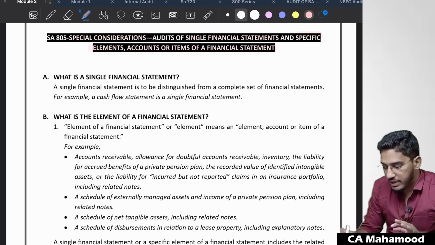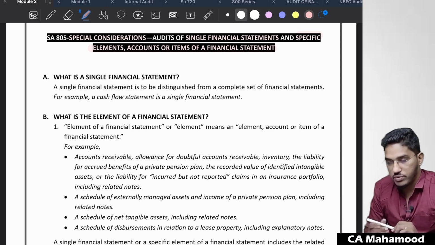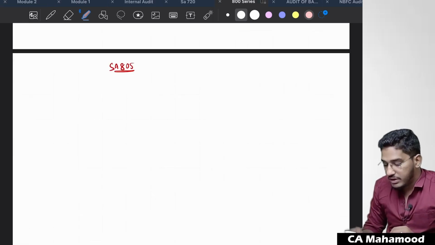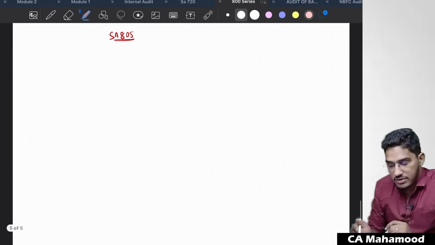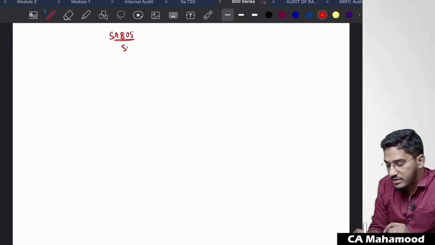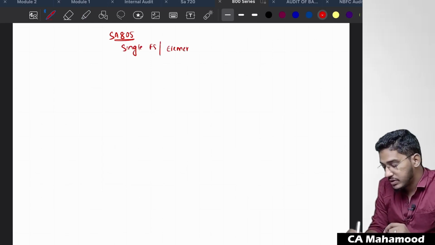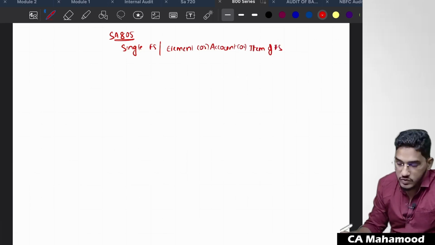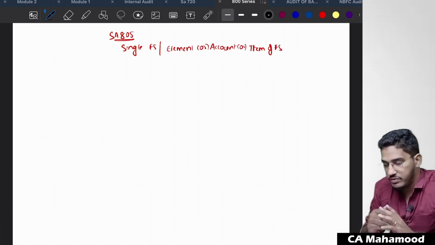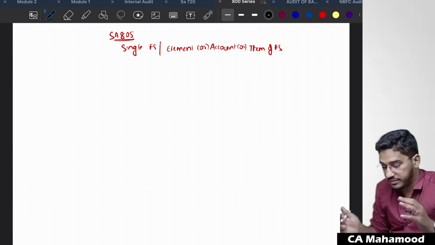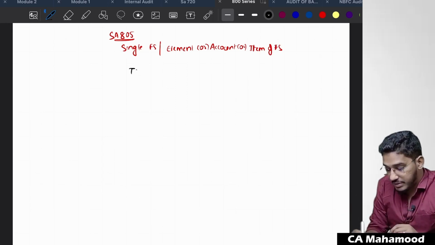I know from the title you might not have understood anything. That's why I'm here to make you clarify on this point. So now, in order to understand the title of the standard, first we need to understand what is a single financial statement, or what is an element, account or item of the financial statements. So this we need to understand. Let me give you an example, which we'll understand with the help of one case scenario. Take for example, there is a company TCS.